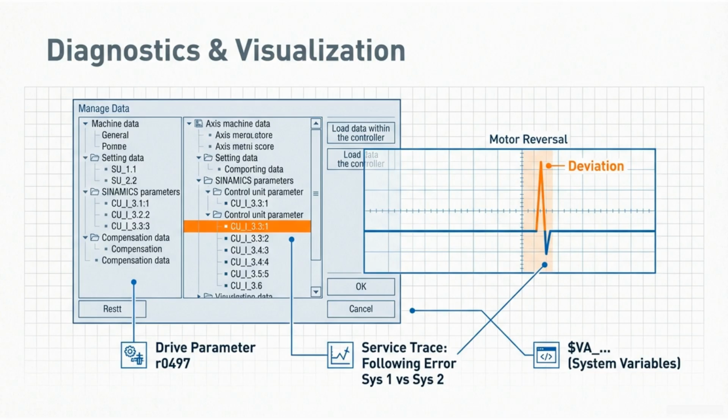For diagnostics, you can use drive parameter R0497 and system variables to track the following error between System 1 and System 2. The service trace visualizes deviations, often clearly showing a spike during events like motor reversal.